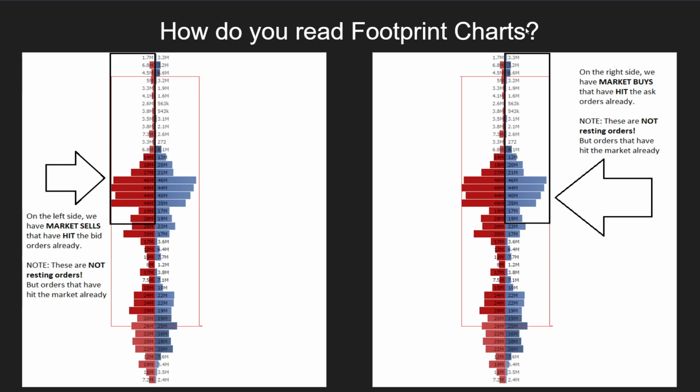So how do you read footprint charts? Well, on the right side you have market buys. Over here the blue, that is market buys into asks. Over here in the red you have market sells into bids, or bids, demand, whatever you want to call it.